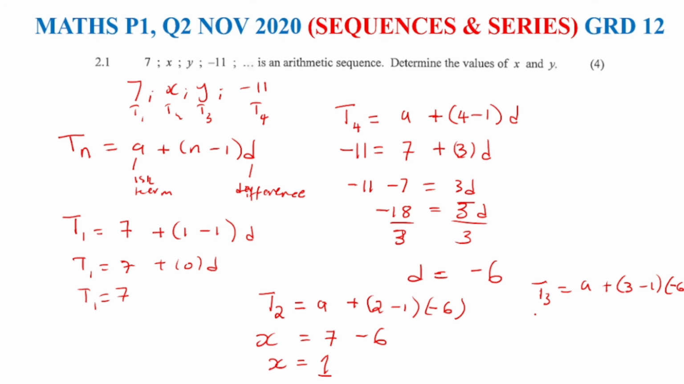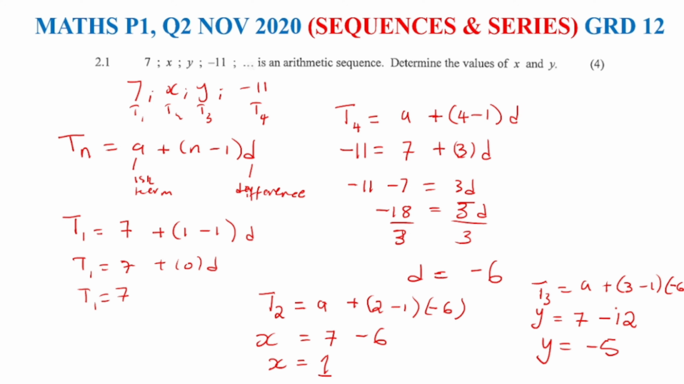Therefore, we don't know what T3 is. It is given by y. And therefore, a is 7. Therefore, 3 minus 1 is going to give us 2. And therefore, 2 times minus 6 should give us minus 12, if I'm not mistaken. Okay, there you go. Therefore, y would be equal to minus 5.